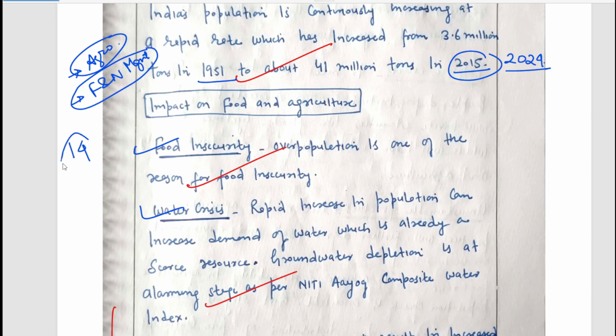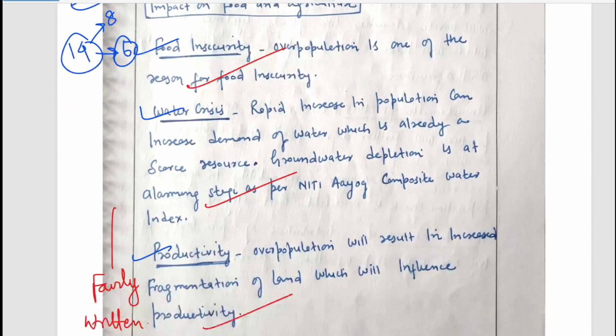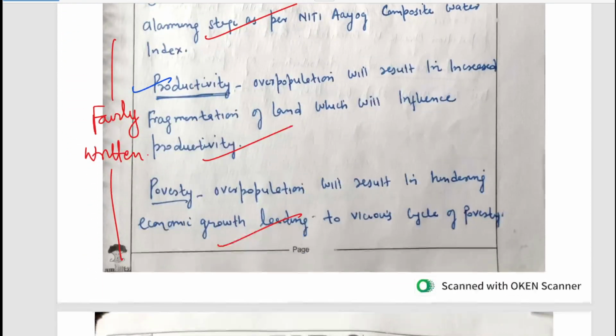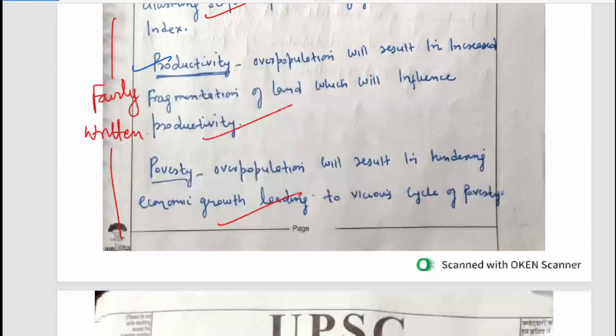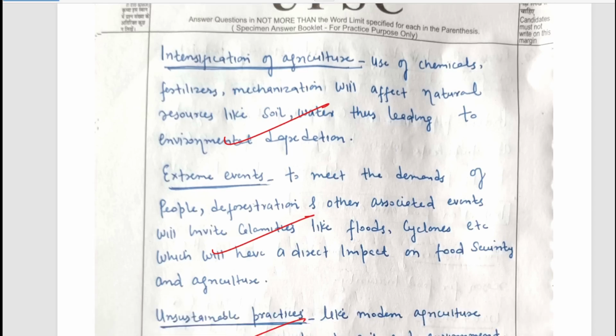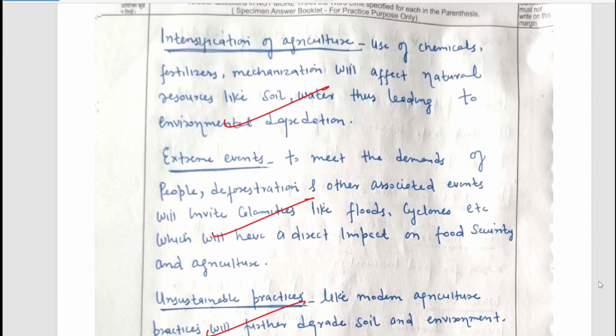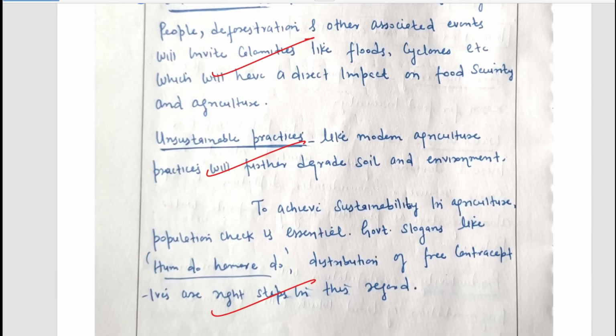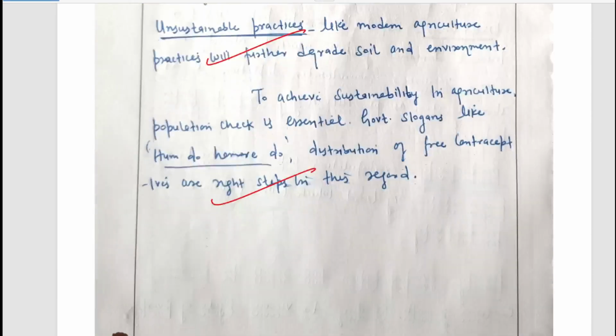There are 14 tests in total, where 8 are sectional and 6 are full tests. So that is why you are seeing it like this. Fairly written points, you can simply pause and read it. We all know that there are several extreme events which pose challenges to food security and impact these things. So, well written answer. Now let's move to the next question.